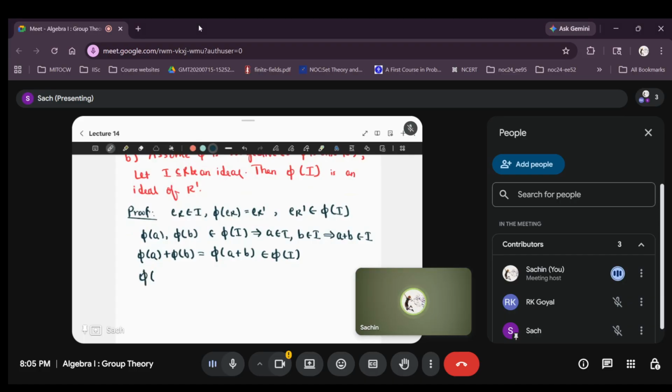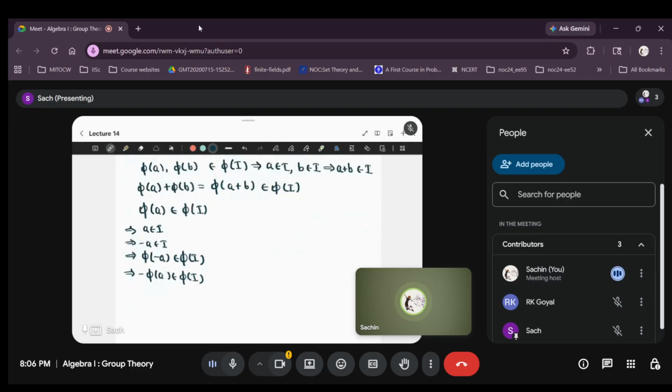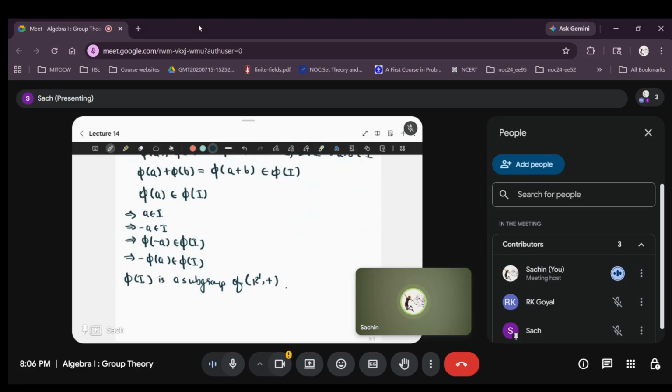Then if phi of A is in phi of I, then A is in I. This implies minus A is in I, which implies phi of minus A is in phi of I. But this implies minus phi of A is in phi of I. So it's an additive subgroup of the codomain, by the two-step subgroup test.